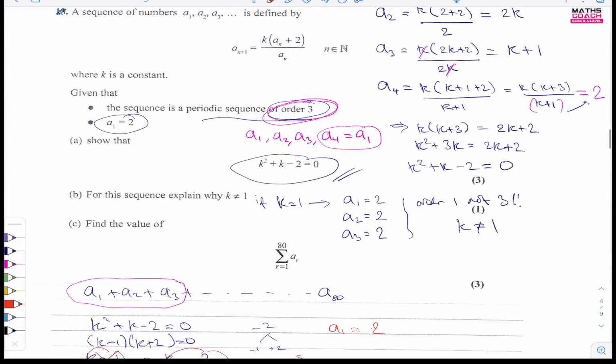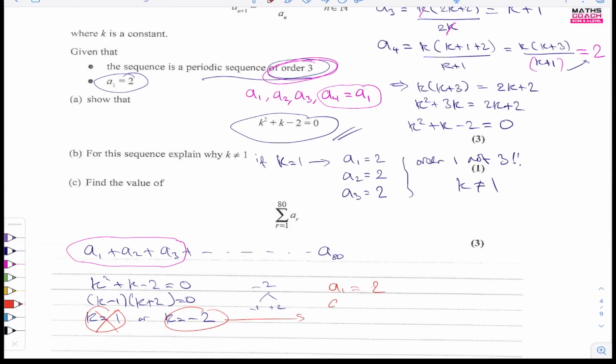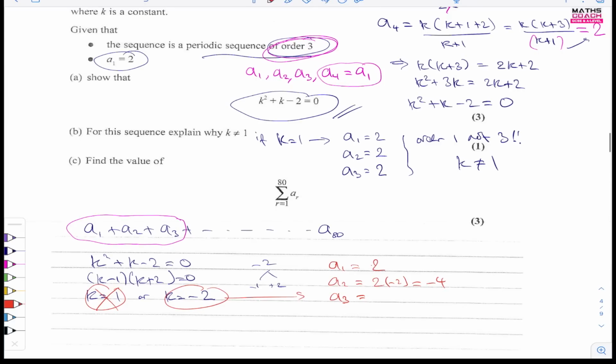So then we get the first term as 2. The second term is 2k. k is minus 2, so 2 times minus 2 would be minus 4. And the third term is k plus 1, so minus 2 plus 1 equals minus 1. So if we now add the first 3 terms, A1 plus A2 plus A3, that's 2 minus 4 minus 1, which is minus 3. So the first 3 terms add up to minus 3.